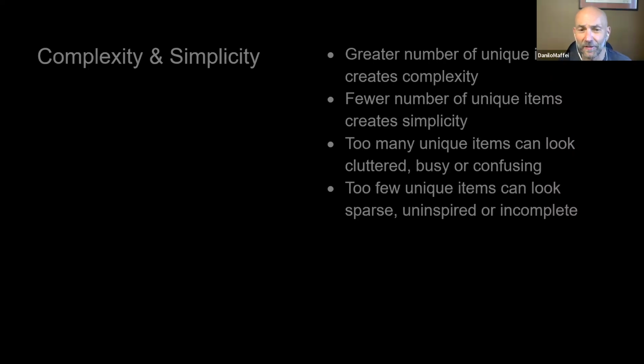Similar to mystery and legibility is complexity and simplicity. How many different or unique objects are in the landscape? The more that we have, the more complex the landscape feels. The fewer number of unique items or objects, plants, elements, furniture, construction, not enough, it's too simple. If there's too many, things are busy and confusing. If there's not enough, then it looks sparse or incomplete. So finding a balance between complexity and simplicity can be really important.